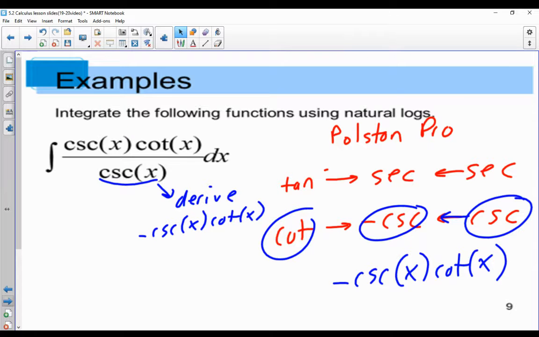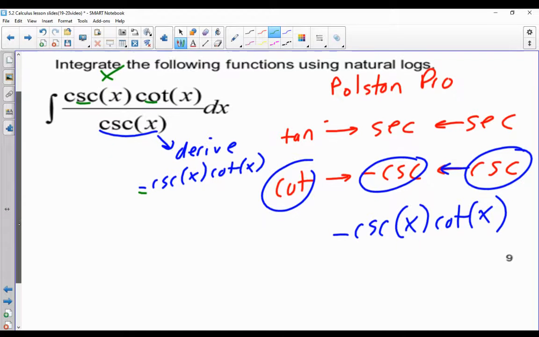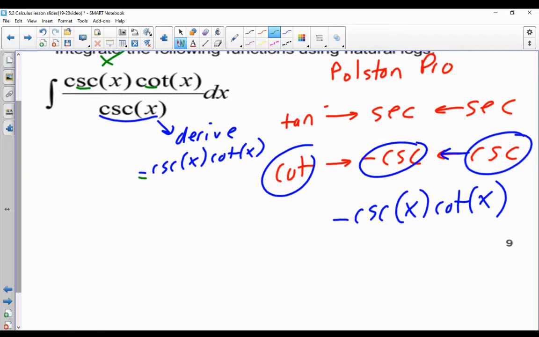And does that match the top? It's so close. We got the cosecant and the cotangent. We just don't have the negative. Darn it. Shoot. If I just had a negative in the front, I'd be good to go. Piece of cake. I wonder if I can rewrite it somehow so that I do have a negative in the front.